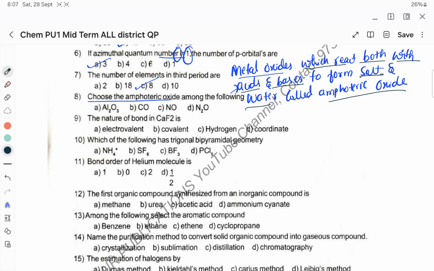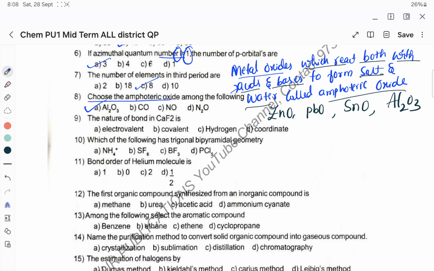Example, see, I will give the example. ZnO is an amphoteric oxide, lead oxide is an amphoteric oxide, stannous oxide is an amphoteric oxide, and aluminium trioxide is also an amphoteric oxide. So the correct answer is option number A. Al2O3 is an amphoteric oxide. Next, move on to the next question.